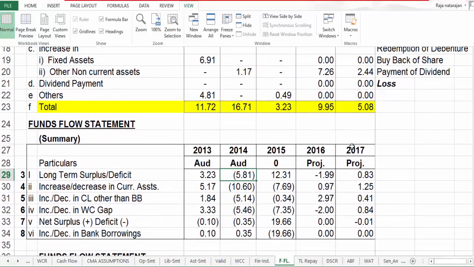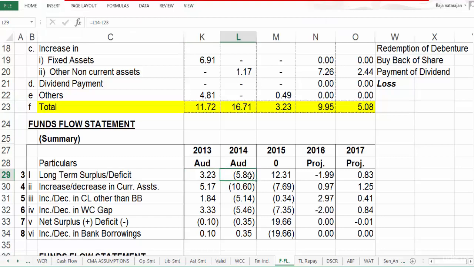Yeah. So now the question is, from where was this 5.81 funded? Who funded this 5.81? Let us understand. First, let's focus on 2013, then I'll come to this. In 2013, there was a surplus of 3.23. How was this surplus used?